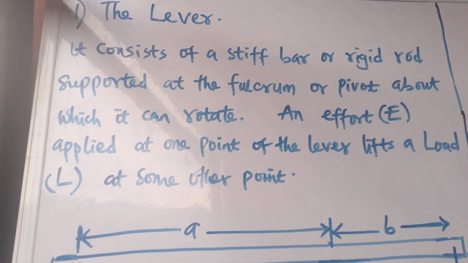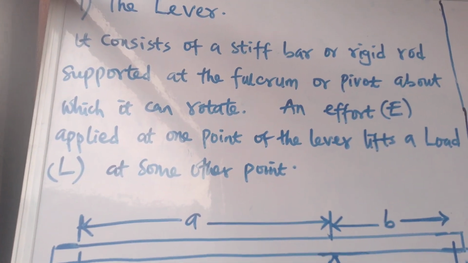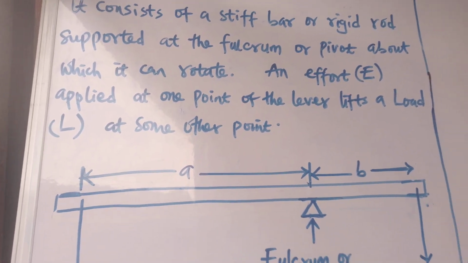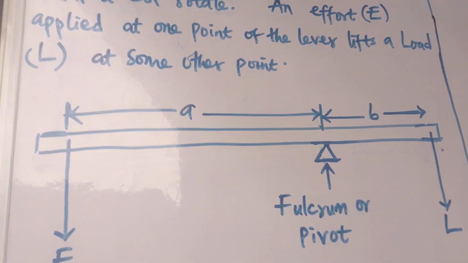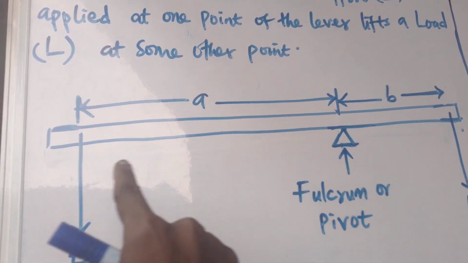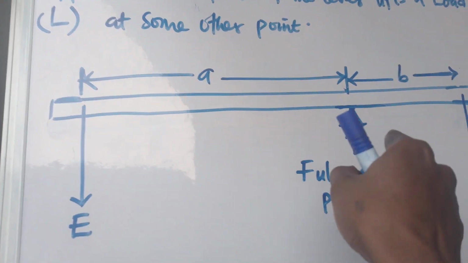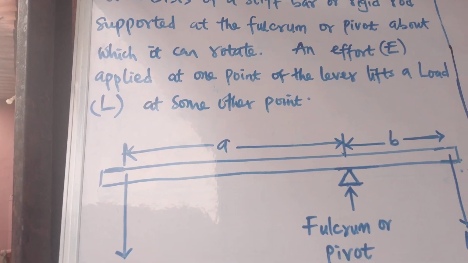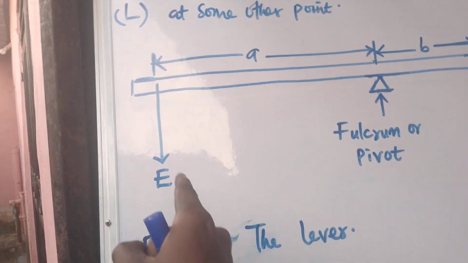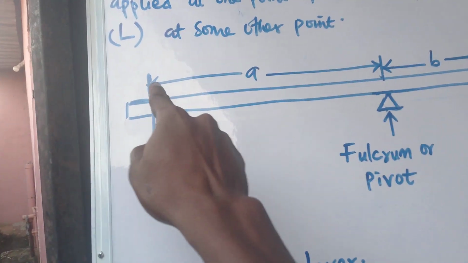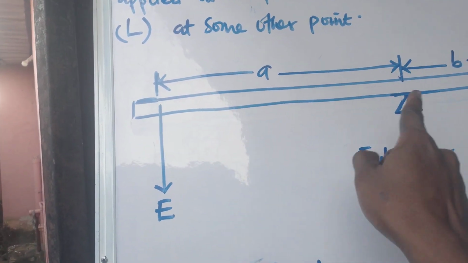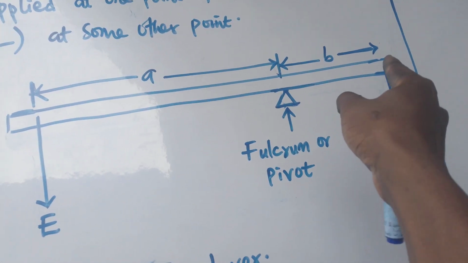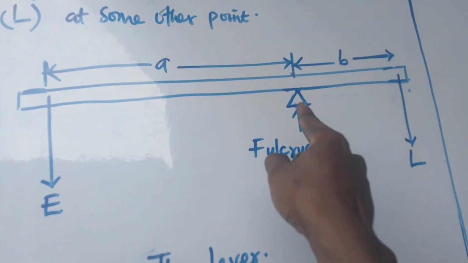An effort E applied at one point of the lever lifts a load L at some other point. So this is the lever. This is the rigid, horizontal rod. At this point you have the fulcrum or the pivot about which it can rotate. This is the effort applied here. Distance moved by effort is A with respect to this pivot, and this vertical line is the load. Distance moved by load is B with respect to the pivot.